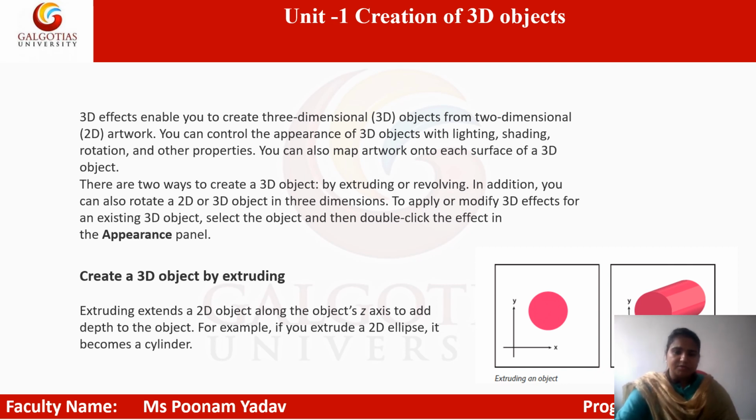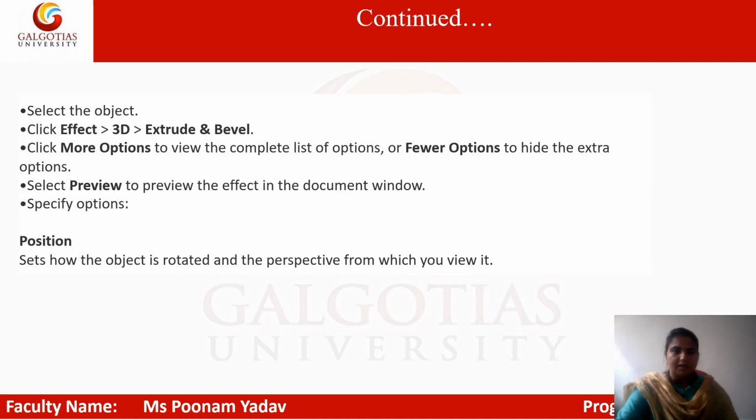Whenever we create 3D objects by the different tools, extrude is the tool that extends a 2D object along the z-axis to give the object depth. For example, if you want to extrude a 2D ellipse, it is represented like this. If we are doing some practical, these are the steps. Select the 2D object which we want to extrude in 3D.